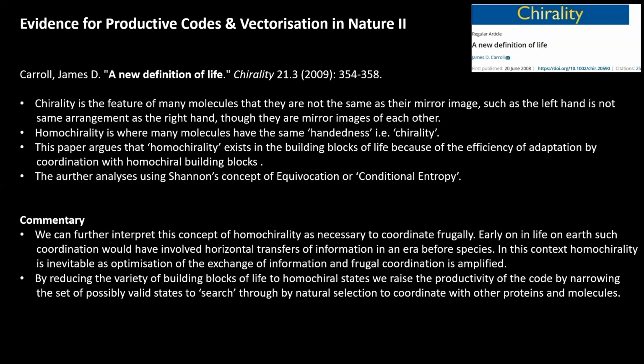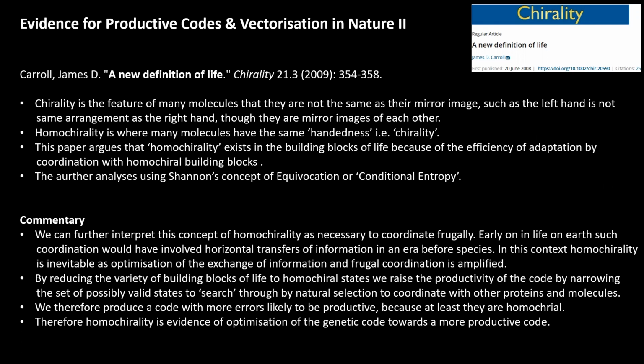And so we can think of this as raising the productivity of the life that now exists, and the genetic code itself, in a sense, because of what's been coded for, is more productive because there's less need to coordinate with different mirror images of molecules, right? It's a bit like everyone driving on the left-hand side of the road, I'm imagining it that simply, where you don't have to search through so many different options to find a coordination that works. And so this is another example of a productive code, and it's also occurred because of this early optimization. So homochirality is evidence, again, of optimization of the genetic code, in a different way, towards a more productive code.